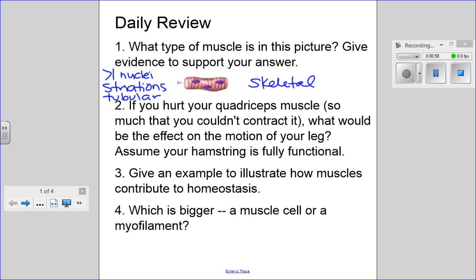So cardiac muscle looks fairly similar to a skeletal muscle, except it has fewer nuclei. It's still striated, and it's tubular, but it's branched. So on this question, we'll give 2 points. One for saying it was skeletal muscle, one for saying the reason why.